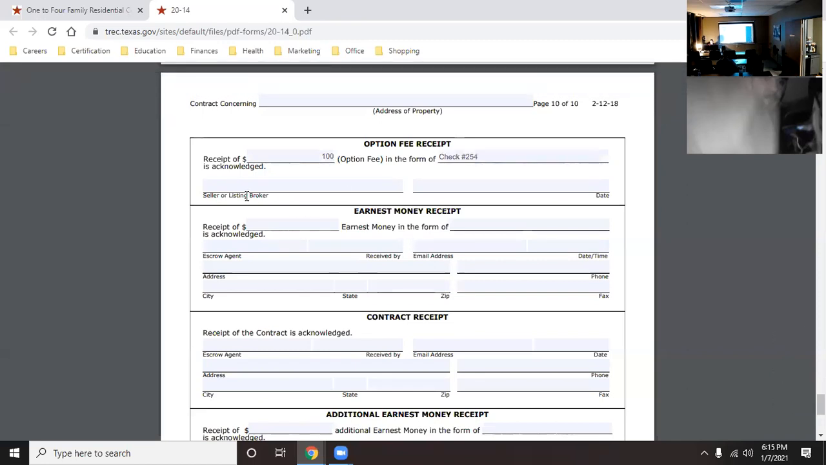One thing that I want to point out right here, this spot, okay? Only the seller or the listing broker or agent may sign that blank right there.